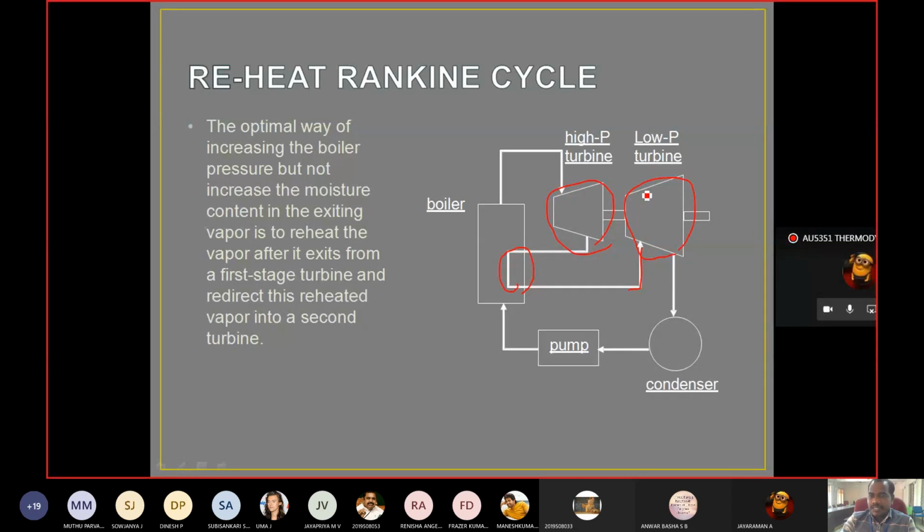So again we can get more work. We can produce some work here, and also some work here. If we want the net work, we have to add them together, so we get improved work output. After the low pressure turbine, we get the exit as usual. Then we have the condenser and the pump, then it returns to the boiler again. So it is a cyclic process, right? The optimal way of increasing the boiler pressure without increasing the moisture content in the exit vapor is to reheat the vapor after it exits the first stage turbine.